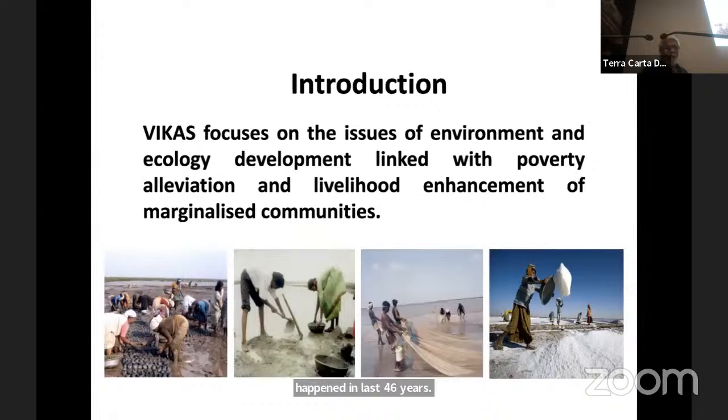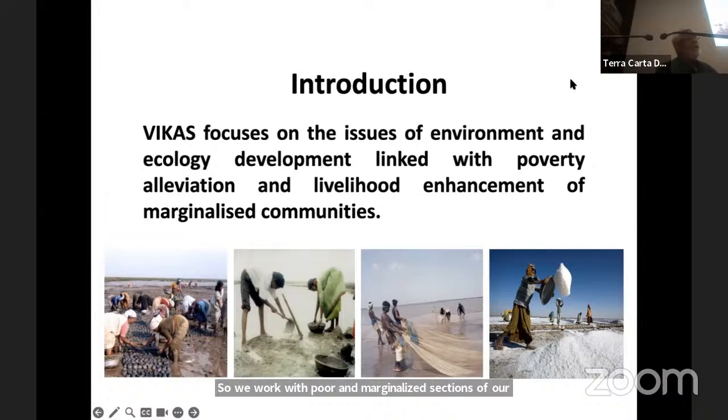VIKAS basically focuses on environment and ecological issues, but very much focused on its impact on marginalized communities. So we work with poor and marginalized sections of our society, but impacted by environment and ecological issues. We work with agriculture laborers, bonded laborers, small and marginal farmers, salt producers, people who produce charcoal out of biomass, and fishermen. So these are the people with whom we work.